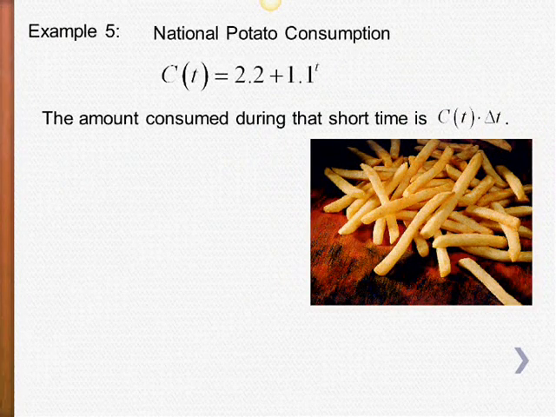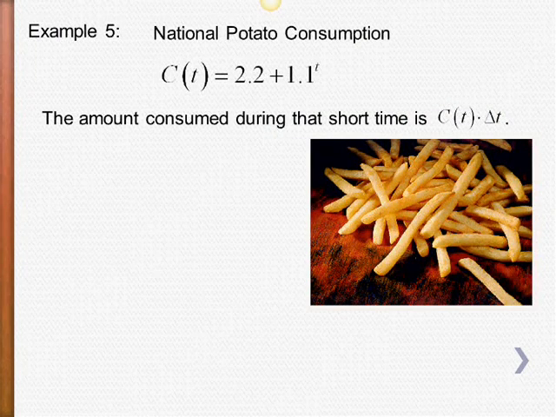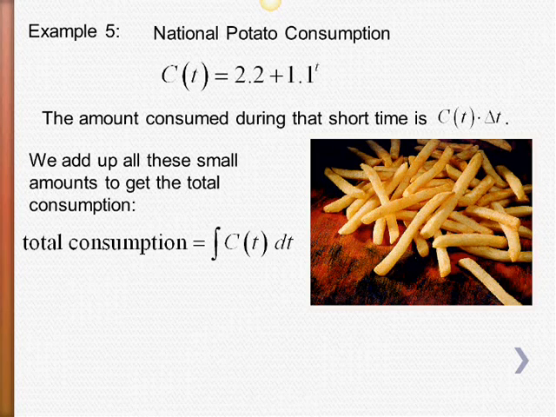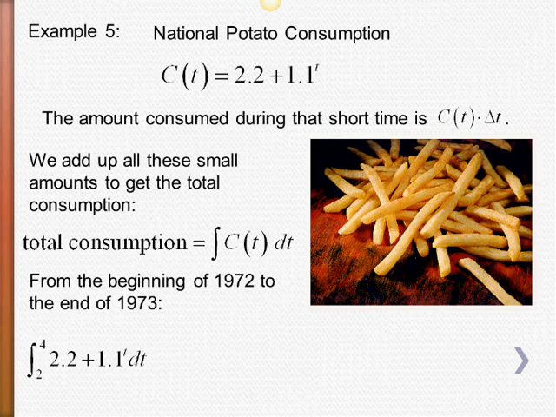So let's go through and do this example. The amount consumed during the short period of time is the area of each of those rectangles. We add up all these small amounts to get the total consumption. Basically, you're just integrating your rate function. So if you are asked to come up with the amount of potatoes that were eaten over a certain period, we're just going to integrate the rate function. From the beginning of 1972 to the end of 1973, I would integrate from 2 to 4 of my rate function with respect to t.